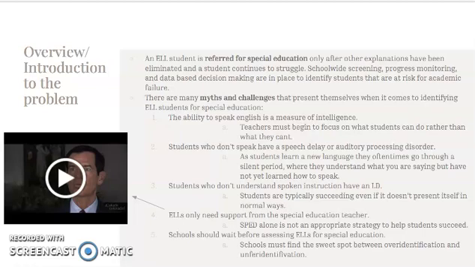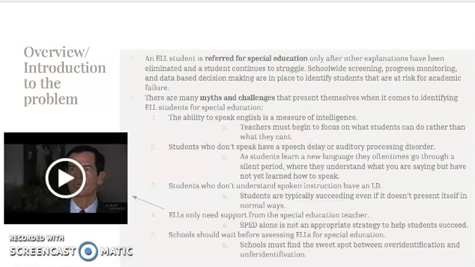The first being the ability to speak English is a measure of intelligence. This is false. Teachers must begin to focus on what students can do rather than what they can't. Students who don't speak have a speech delay or an auditory processing disorder. This is also false. As students learn a new language, they oftentimes go through a silent period where they understand what you are saying but have not yet learned how to speak.